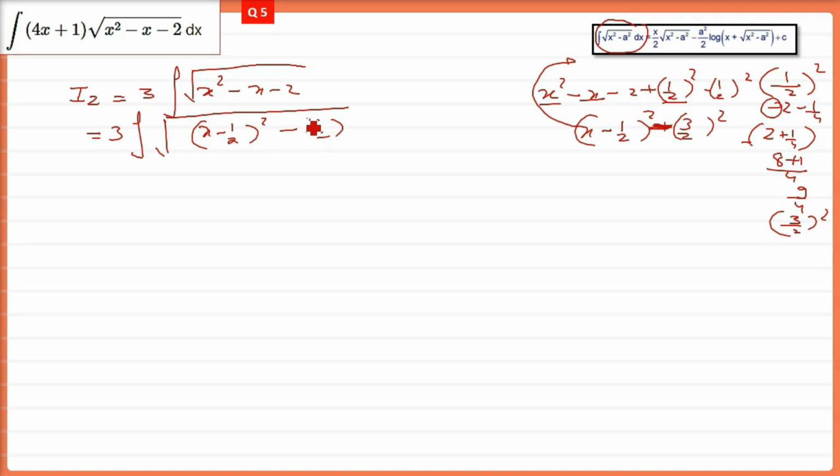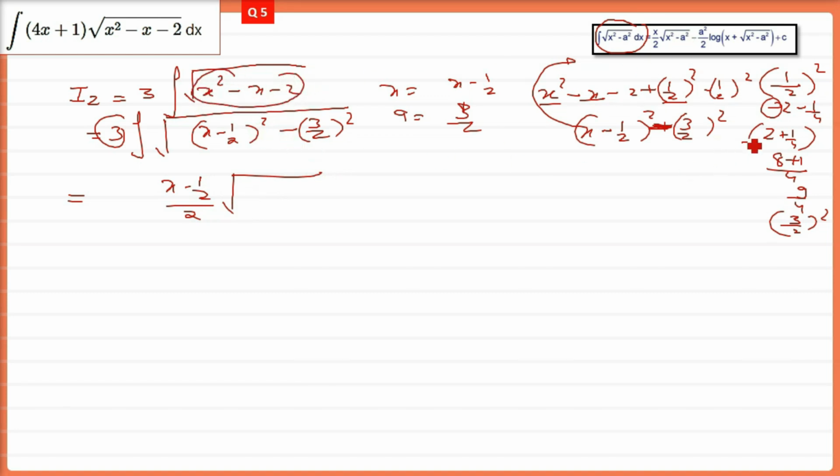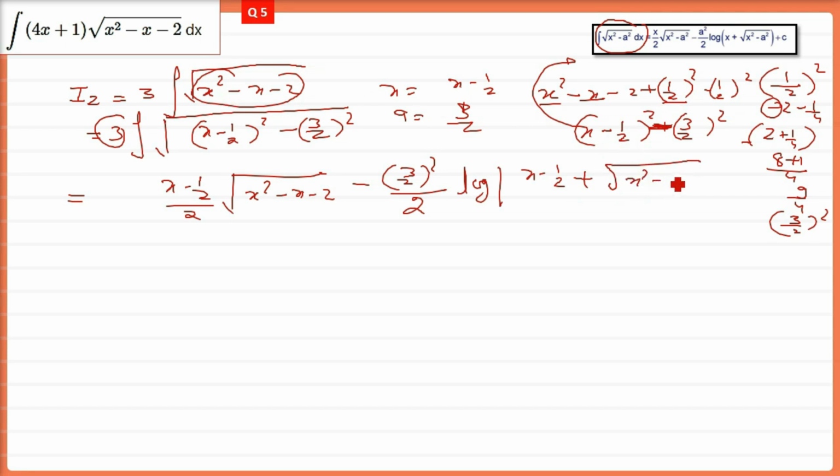So we are actually integrating under root x minus half whole square minus 3 by 2 whole square. In this case, x will be taken as x minus half, and a will be taken as 3 by 2. So we'll deal with this 3 later. So x minus half divided by 2 under root of x square minus a square, which is essentially x square minus x minus 2 only. Then you have a negative a square by 2. What is a? 3 by 2. So 3 by 2 whole square is 9 by 4, and then we have a 2 in the denominator as well. Log modulus of x is x minus half, plus under root, and the same thing will come, x square minus x minus 2.